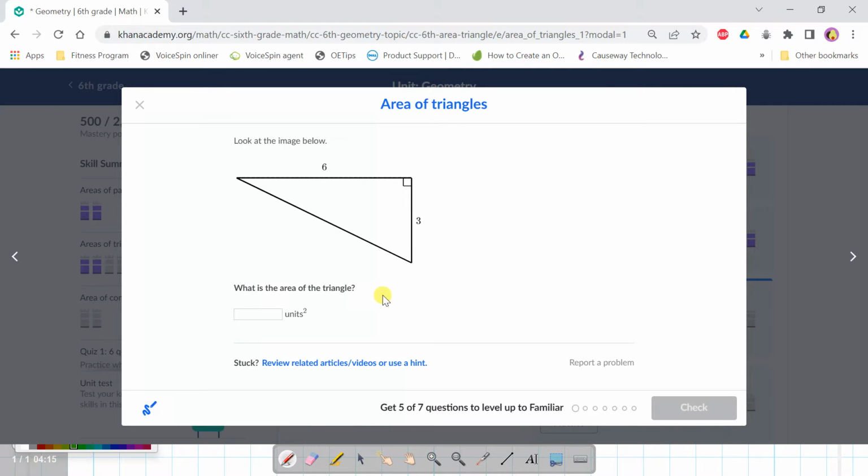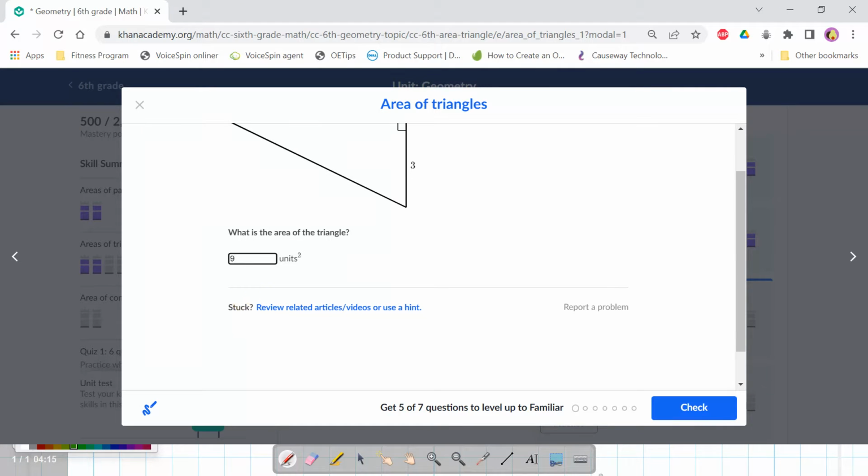So what is the area of the triangle? 3 times 6, 18, divided by 2, which is 9.